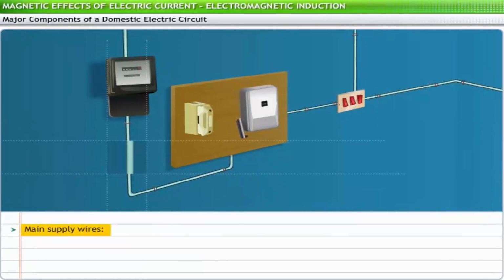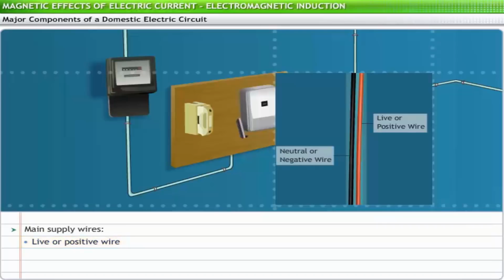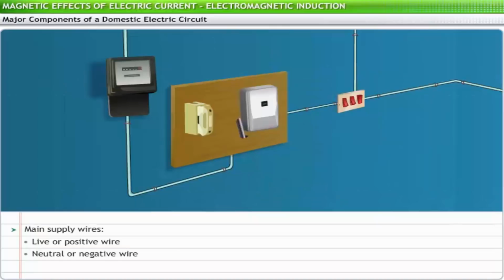The main supply cable has two wires. The first wire, usually in a red insulation cover, is called a live or positive wire. The second wire, insulated in black, is called a neutral or negative wire. Electric current enters a domestic electric circuit through the live wire. The neutral wire provides the return path for the current out of the circuit. These wires pass through the main fuse in a meter board. A main switch connects these wires to the line wires in the house.